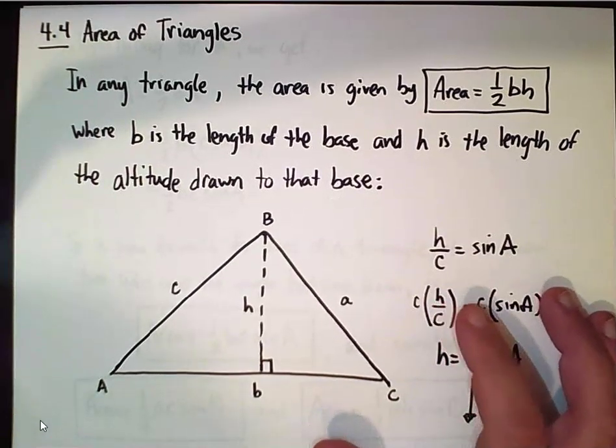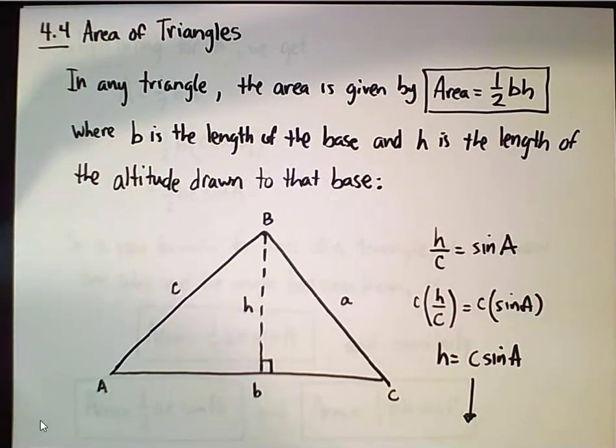Okay, so section 4.4, we're going to talk about area of triangles. In any triangle, the area is given by 1/2 the base times the height, where b is the length of the base and h is the length of the altitude that's drawn to that base.